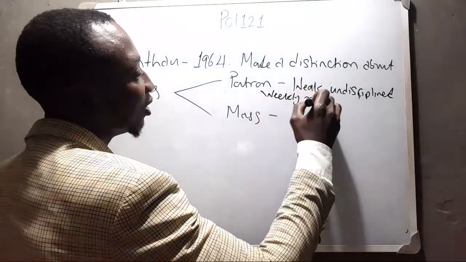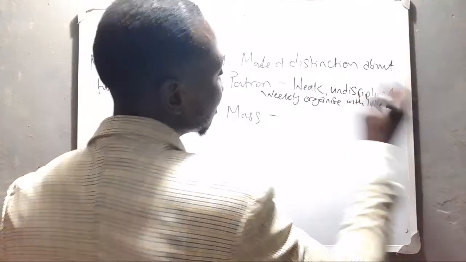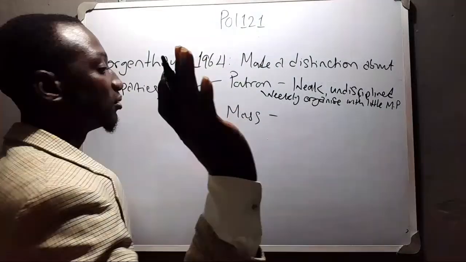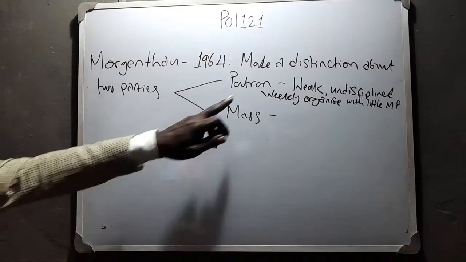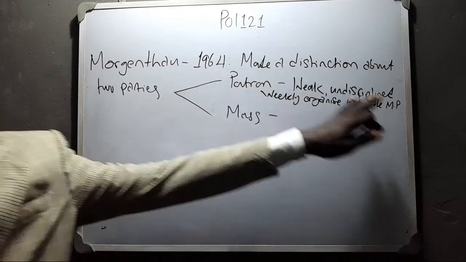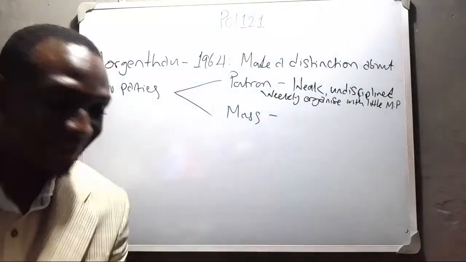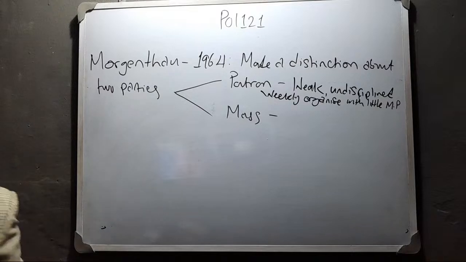Weakly organized with little membership participation. Okay, now here individuals were of interest to who? Patron parties only exist to exercise their franchise, their voting rights. Individuals here are only concerned about exercising their franchise, their right as a citizen to vote for whoever they want to vote for. All right? Nothing more, nothing less.